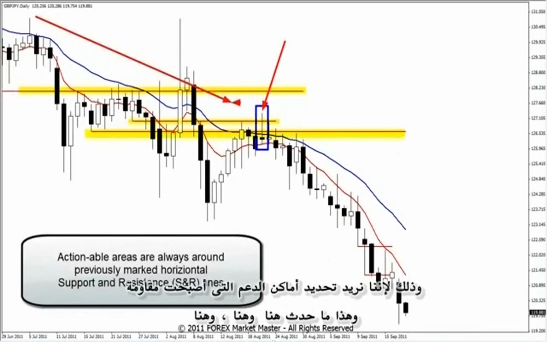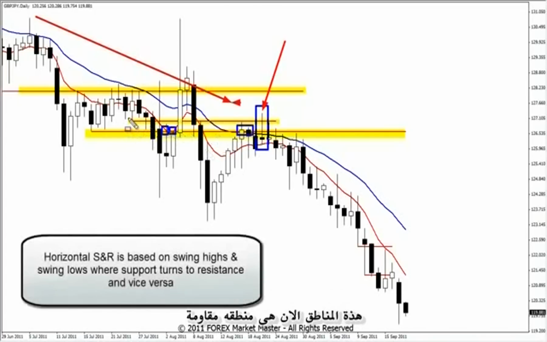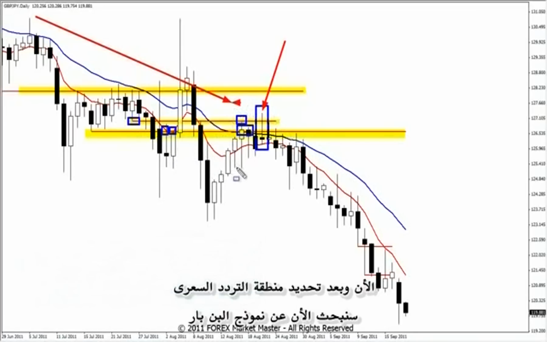Now, why is that? Because we want to see where support turns to resistance. And that's happened here. We've had it change here. We've had it change here. We've had it here. These areas are areas of resistance. So what we've seen, we have an actionable area, and that's what we're looking for.